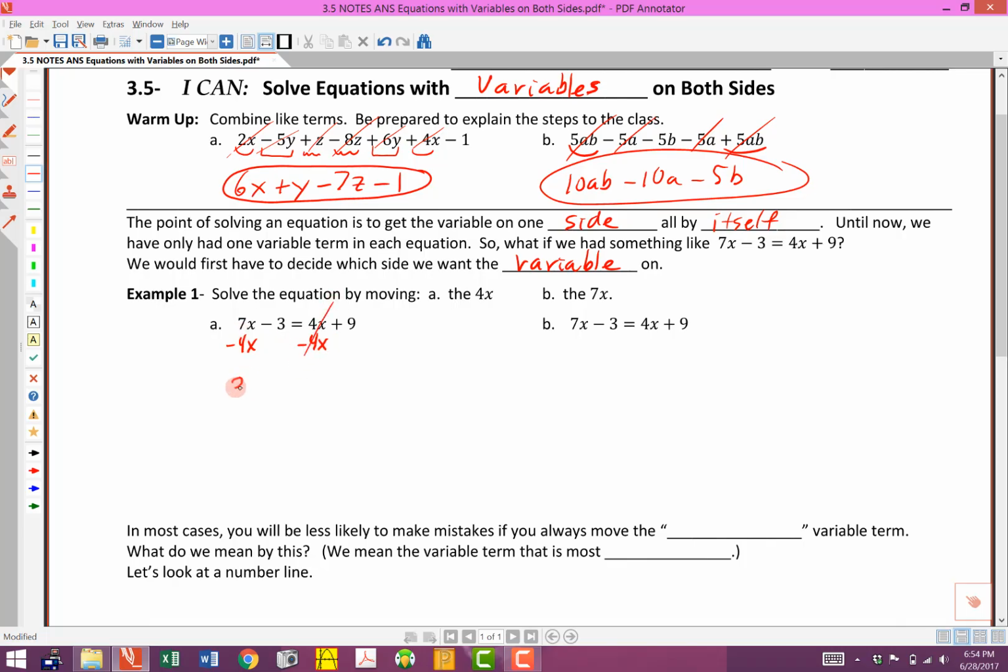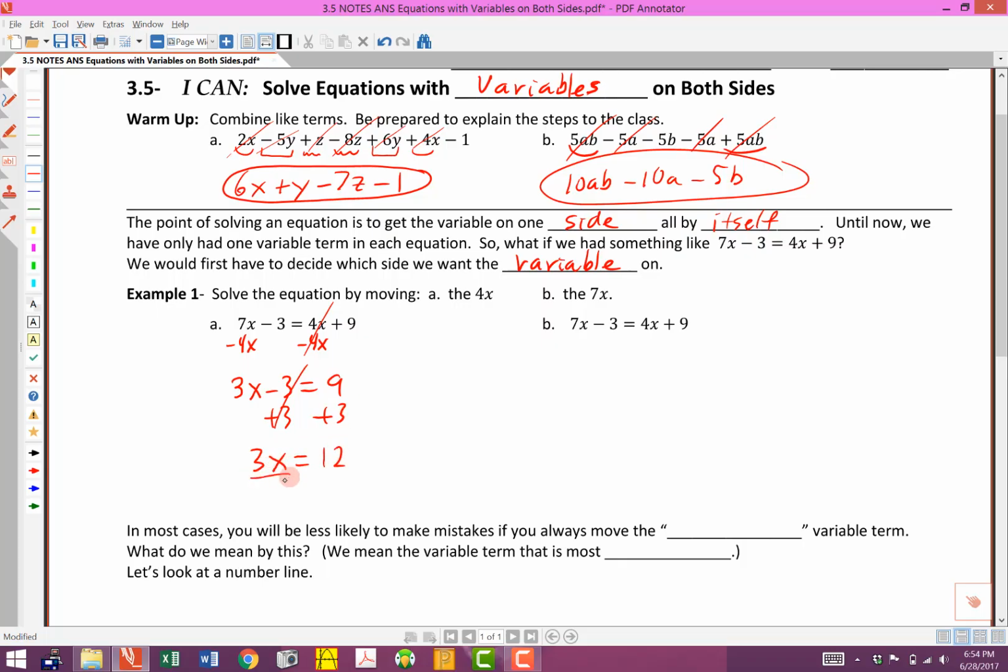And then we end up with 3x minus 3 equals 9. Notice I don't have to put the plus sign there because it's understood to be positive. And then I just solve it like I would a normal two-step equation. So I'm going to add 3 to both sides. Those cancel to be 0. I get 3x equals, let's see, we end up with a 12 here.